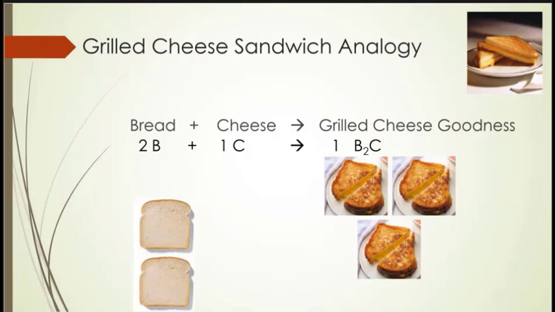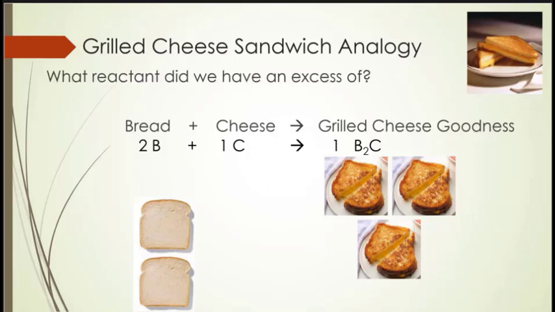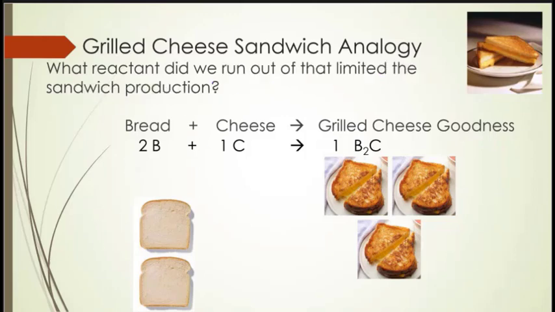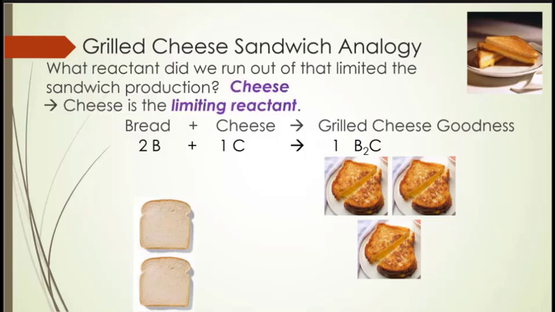So if we think about this, what is my limiting reactant? What is my excess reactant? How much product can I make based on my limiting reactant and excess reactant? What reactant did we have excess of? The bread, right? I have 2 pieces of bread left over. So therefore we call it the excess reactant. What did we run out of that limited our sandwich production? Well, the cheese. So the cheese is then called our limiting reactant.